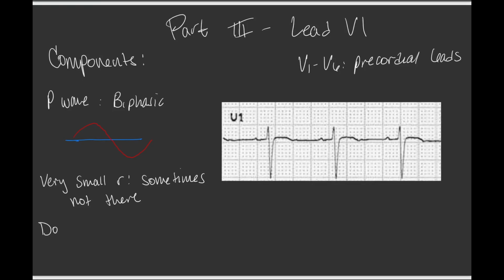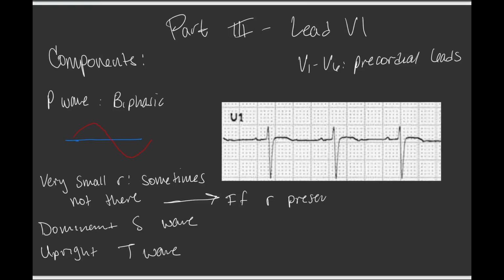You will have a dominant S wave. You have an upright T wave. And it should be noted that in the event that you do have an R wave, so if R is present, you should still not have a Q wave.